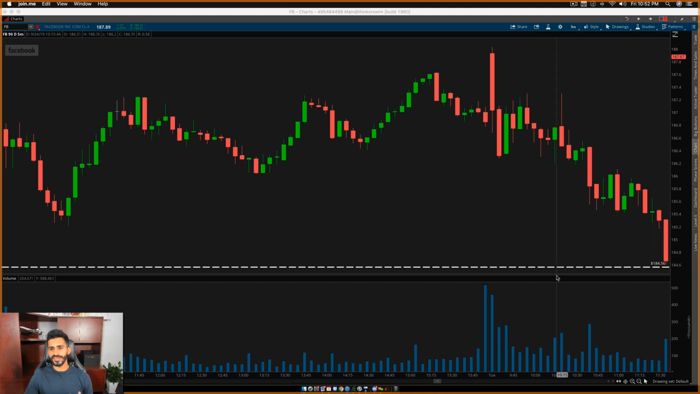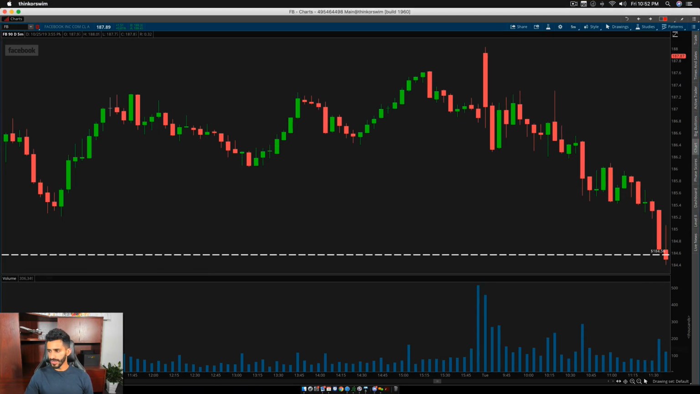But now what I like to see personally is I want to see the breakout be strong. I want to see it get below that area. Now, if it goes below 184.5 or 184.4, that's not giving me a strong breakout or breakdown, right? So if you look at the next candle, look at the next candle.